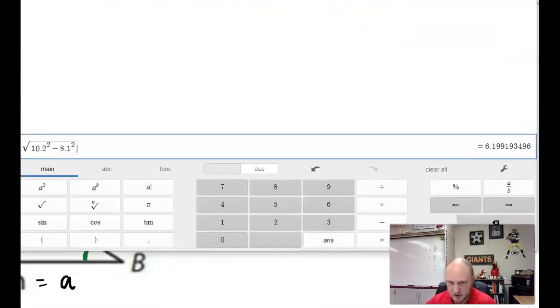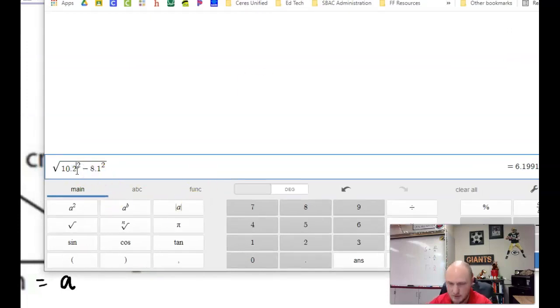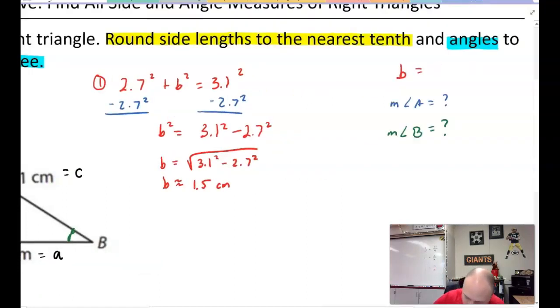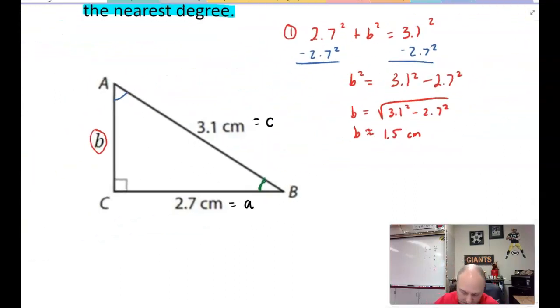So let me go ahead and adjust this. This was the square root of 3.1 squared minus 2.7 squared. Okay, and it looks like we get approximately 1.5. We're rounding to the nearest tenth for sides. So B is approximately 1.5, and we do want to include units. So 1.5 centimeters. All right, so I just used the Pythagorean theorem, and I found that information, approximately 1.5.